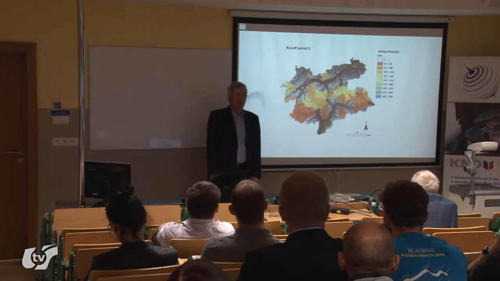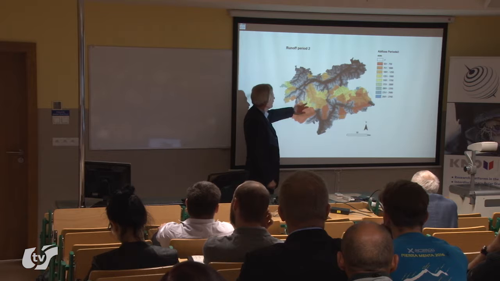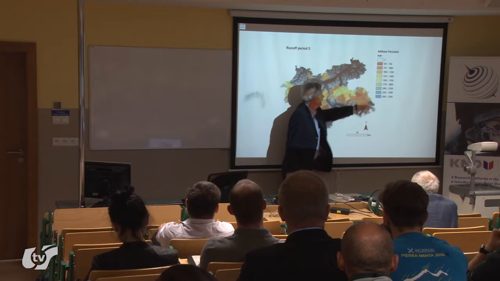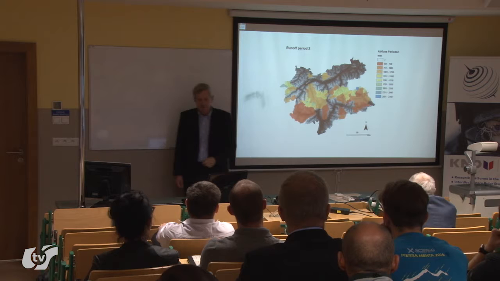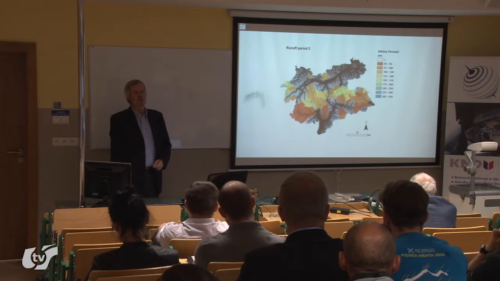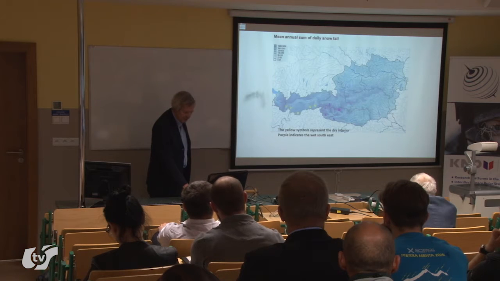If we now look at the runoff at the same period, we expect that rain is the most important contribution to the runoff, and that is true. But we also discover that small glaciers or small basins like these two here, with the runoff in excess of 2,000 or 2,500 millimeters per year, have additional supply of water from the melting of glaciers.